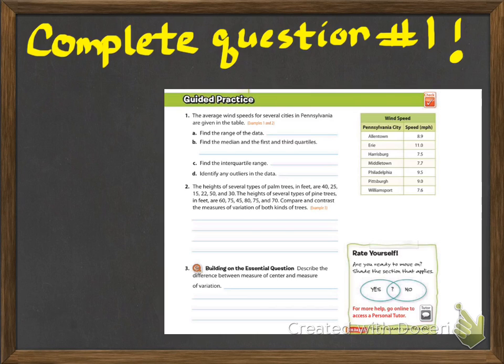We're actually not going to do that part this time because I'm skipping outliers and teaching that in the next half of this lesson. So you're going to do parts A through C on number 1. All right, that's all for now.